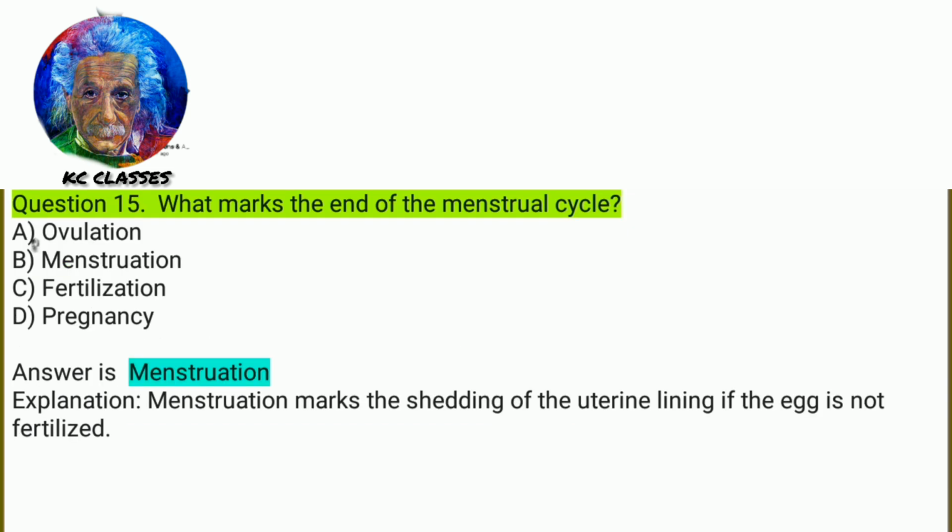Question 15. What marks the end of the menstrual cycle? A. Ovulation. B. Menstruation. C. Fertilization. D. Pregnancy. Answer is menstruation. Explanation: menstruation marks the shedding of the uterine lining if the egg is not fertilized.